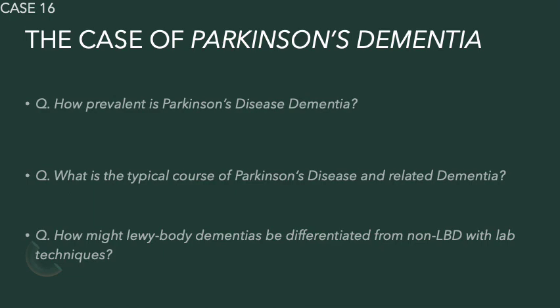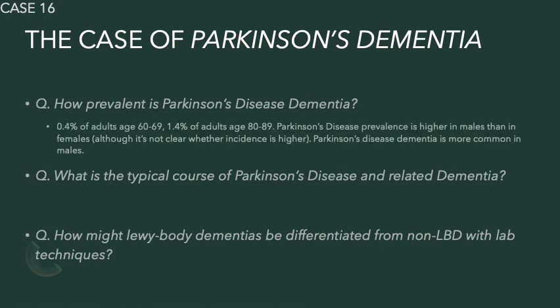How prevalent is Parkinson's disease dementia? 0.4% of adults aged 60 to 69 are afflicted. 1.4% of adults aged 80 to 89 are afflicted. Parkinson's disease prevalence is higher in males than in females, although it's not clear whether the incidence is higher. And Parkinson's disease dementia is more common in males.